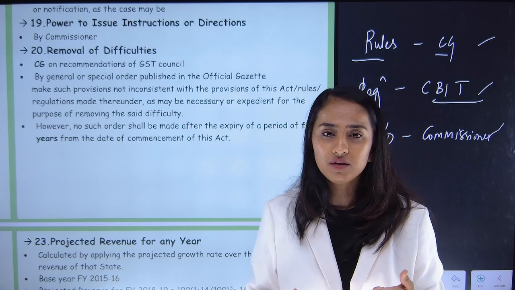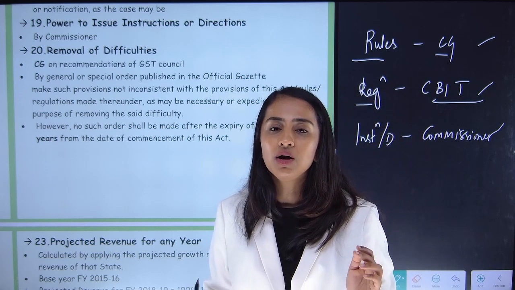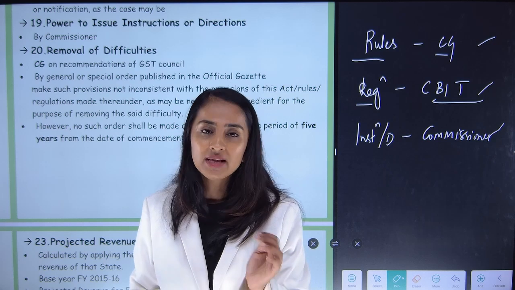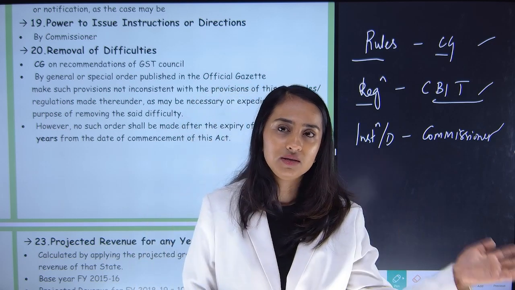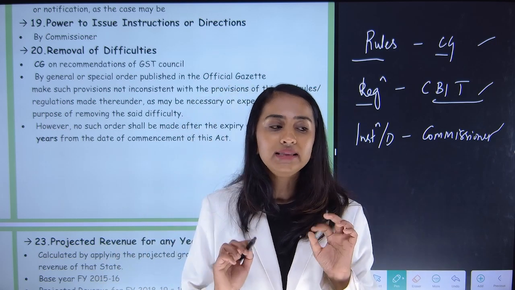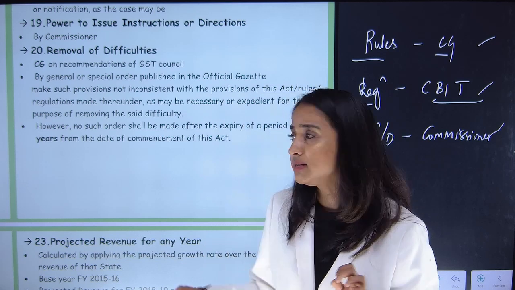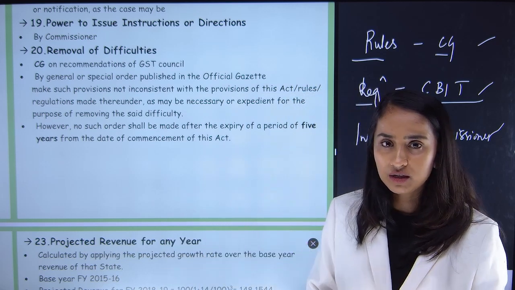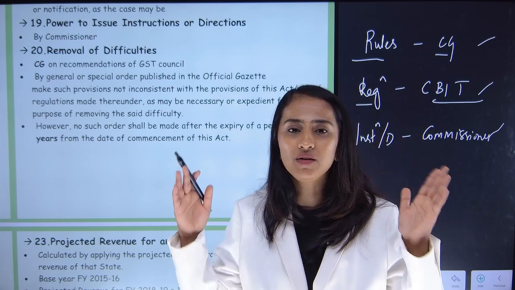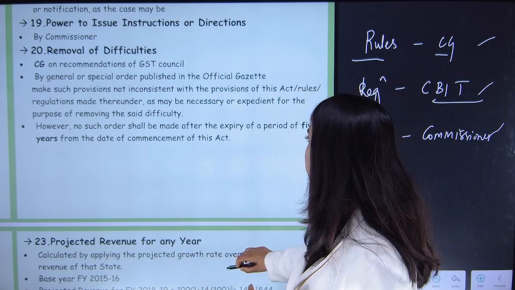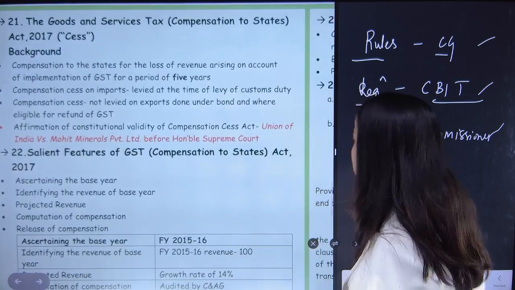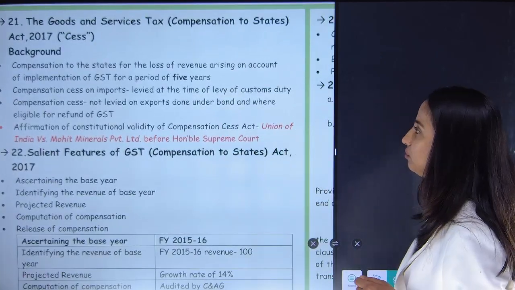Who will remove certain difficulties if there is some problem or issue, or you are not able to understand? When GST was first brought about, there was a lot of confusion everywhere about whether this has to be done or not. In that case, it said that if there was any difficulty, the central government would remove the difficulties, but within 5 years from the date of enactment of this GST Act.